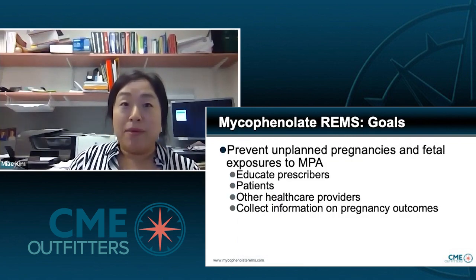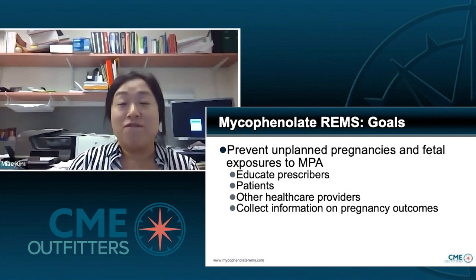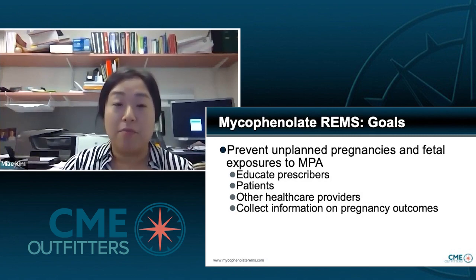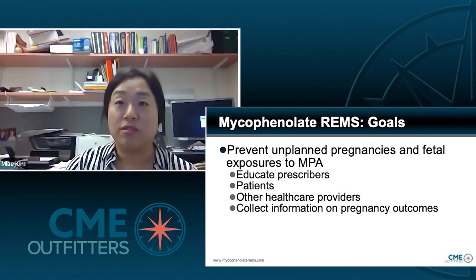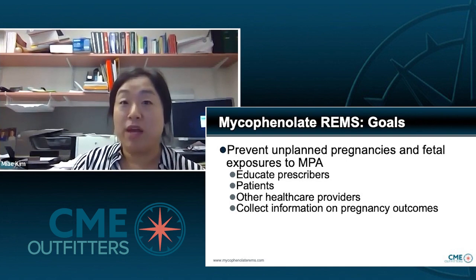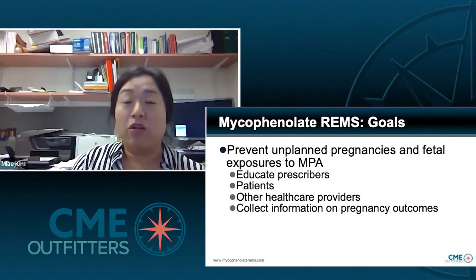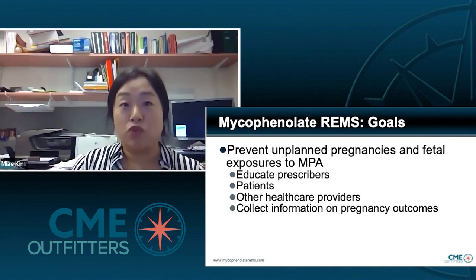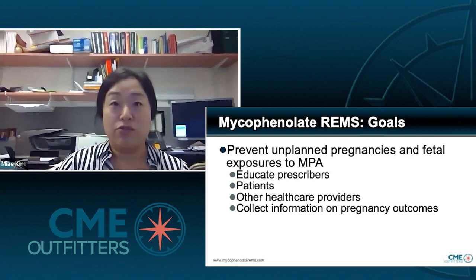The goals of the MPA REMS are to prevent unplanned pregnancies and fetal exposure to MPA by educating prescribers, female patients, and other healthcare professionals on the risks of gestational use of MPA and the need for prevention and planning of pregnancy, and also by collecting information on pregnancy outcomes using a pregnancy registry created for all MPA-containing products.